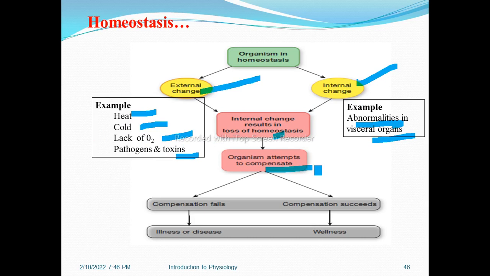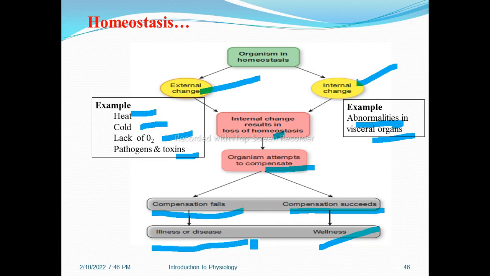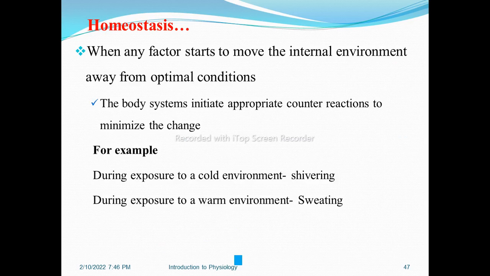If the amount is low, it tries to increase it. If it's high, it tries to decrease it. If this compensation succeeds, wellness is fulfilled, meaning a healthy condition is regained. But if this compensation fails, an illness or disease will occur. Even after illness and disease, if this imbalance continues, it may continue for days. When any factor starts to move the internal environment away from optimal conditions, the body system initiates an appropriate counter reaction to minimize that change.